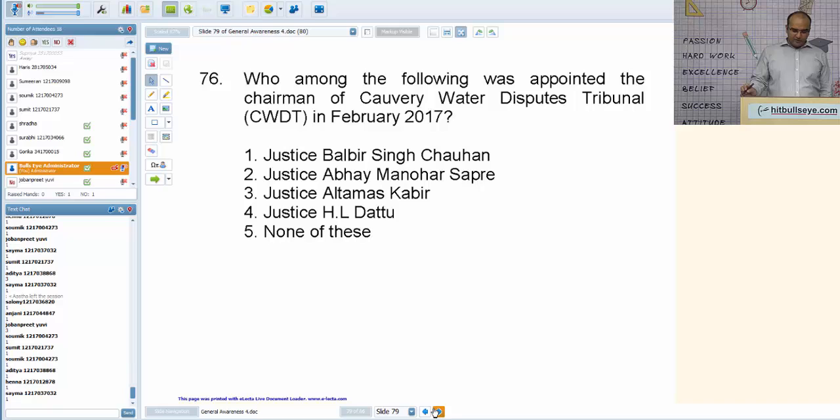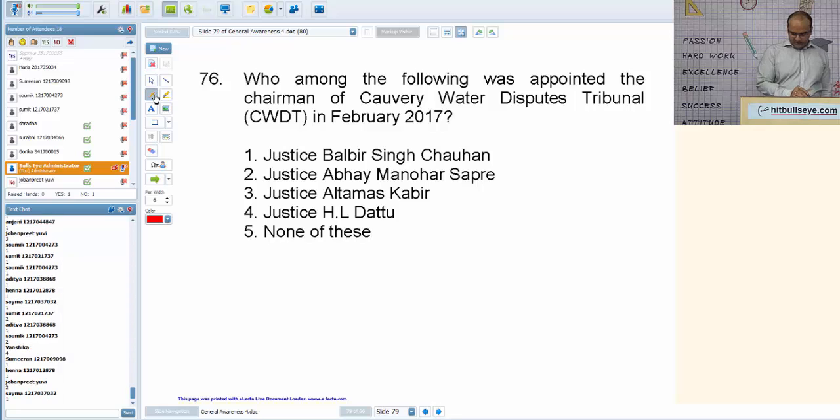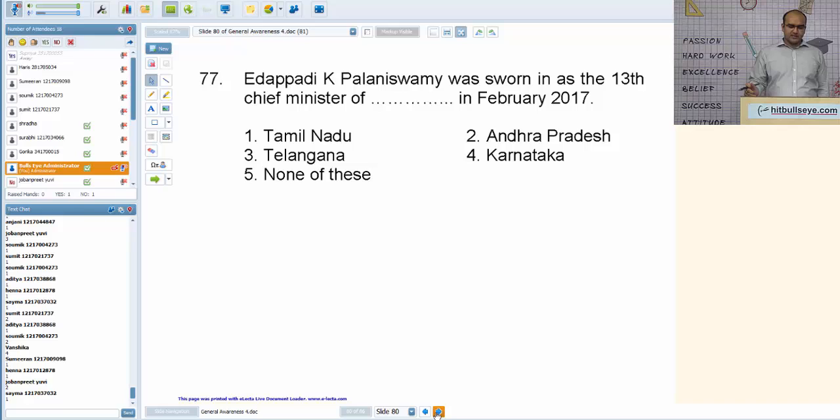Next, who among the following was appointed the chairman of the Kaveri Water Dispute Tribunal in February 2017? The correct answer here is Justice Abhay Manohar Sapre. Next, Edappadi K. Palaniswami was sworn in as the 13th Chief Minister of which state? So a very simple question, right? Very simple question. Palaniswami of course is from AIADMK.